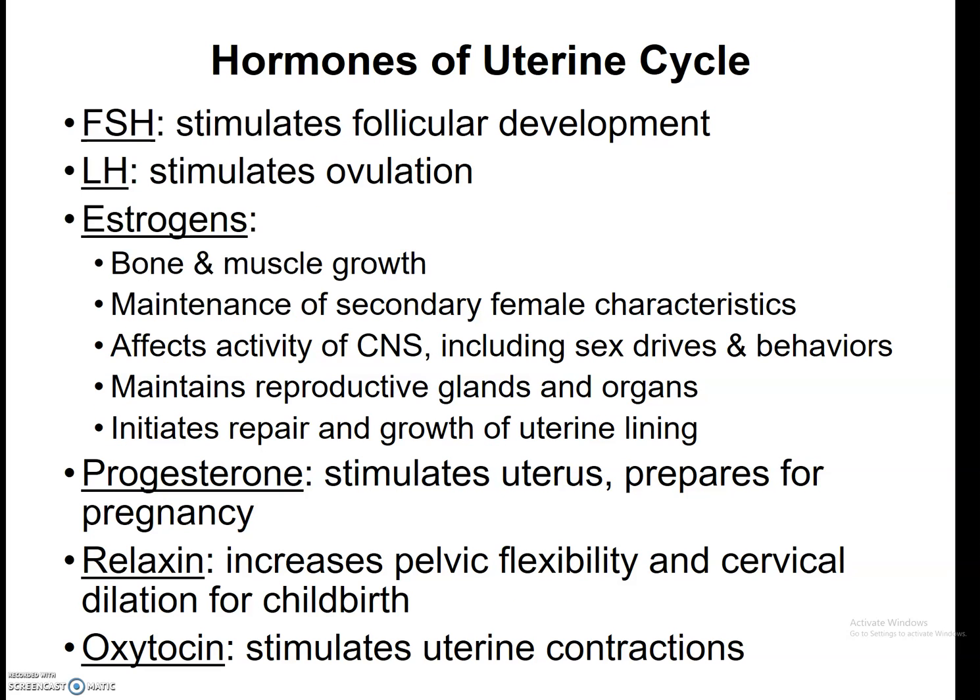So what hormones are regulating the uterine cycle? Follicle-stimulating hormone, FSH, which is made in the pituitary, stimulates the follicles to develop. All right. Luteinizing hormone, LH, stimulates the actual ovulation event itself. There are estrogens. There are a couple different types. Estrogens are really important for bone and muscle growth.